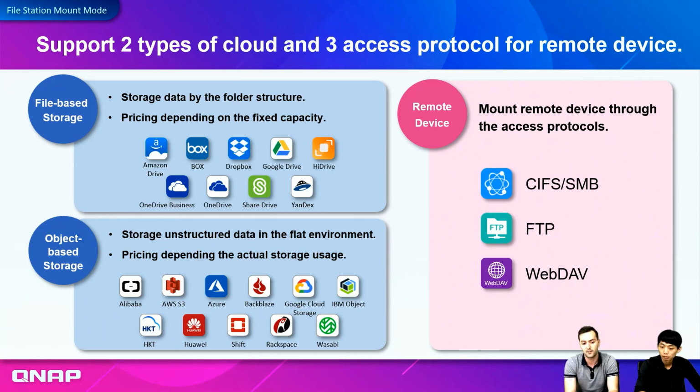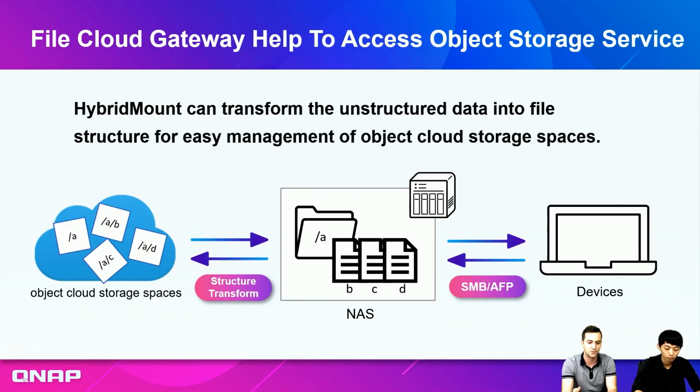And yeah, the file-based storage data can be organized by folder structure, as we know. They have this folder structure, while the object-based storage, cloud storage, has this unstructured data. It is in a flat environment. It's like a bucket that we put all the data in, and they are unstructured. So when we retrieve them, we actually need something that arranges those for us, which HybridMount does.